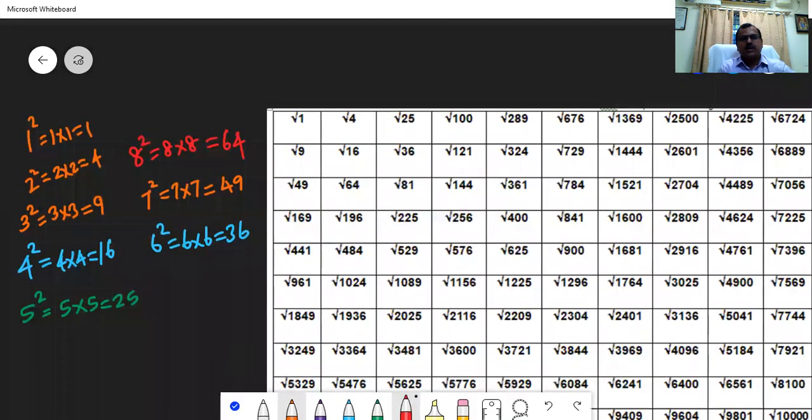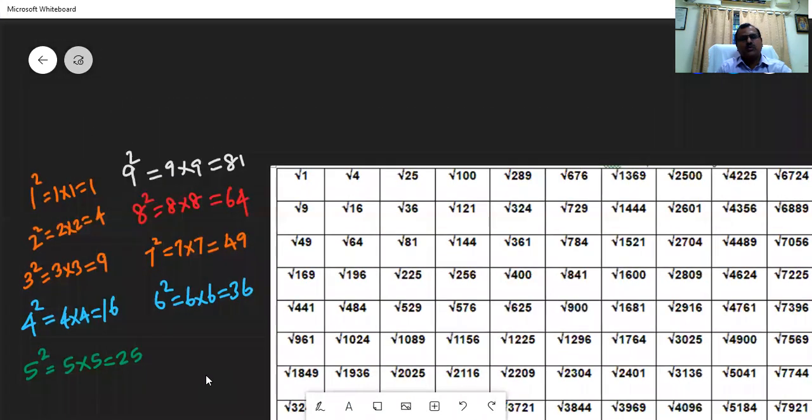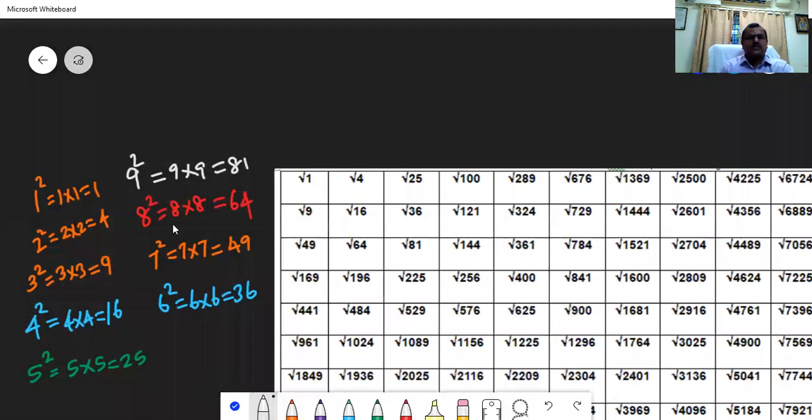The last one, I'm going to ask you 9 square. What is 9 square? 9 into 9, which is 81. Understand? So these are your answers for the first 9 numbers. 10 square is 100. It is very easy for you to recall: 10 into 10 is 100. If you know this, then it is easy for you to find the square root.